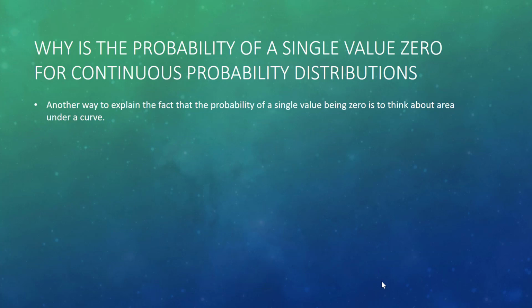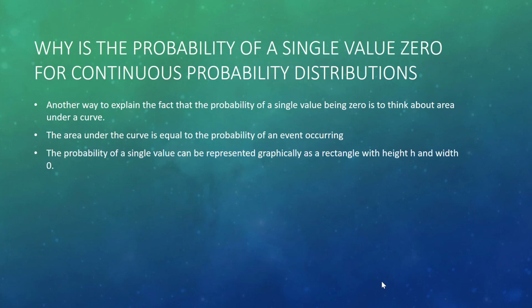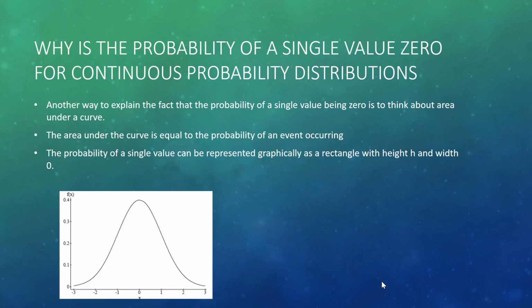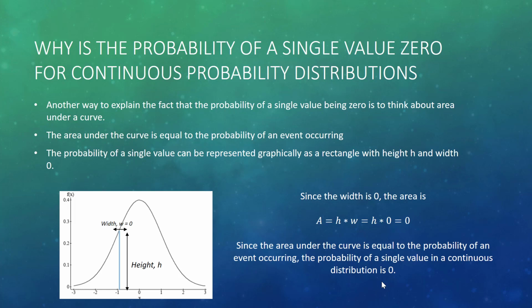Another way to explain the fact that the probability of a single value is 0 is to think about the area under the curve. The area under the curve is equal to the probability of an event occurring. The probability of a single value can be represented graphically as a rectangle with a height of h and a width of 0. Since the width is 0, the area is the height, h, times 0, so the total area of this rectangle would be 0.